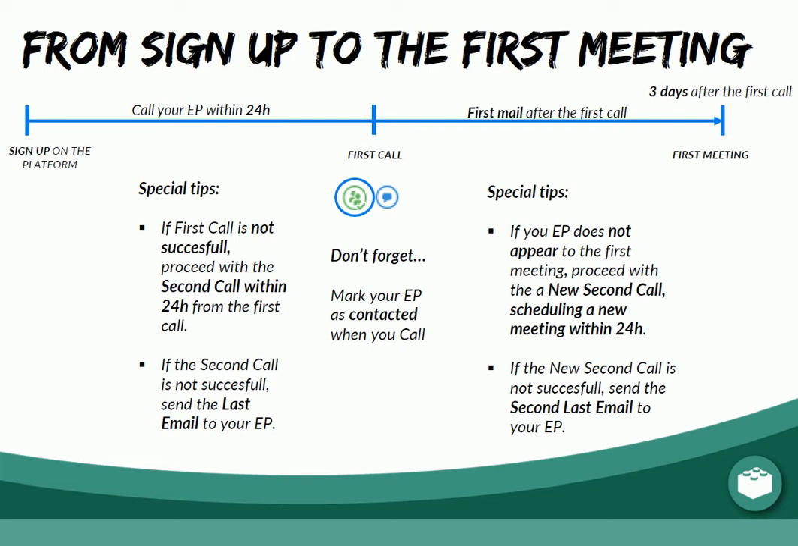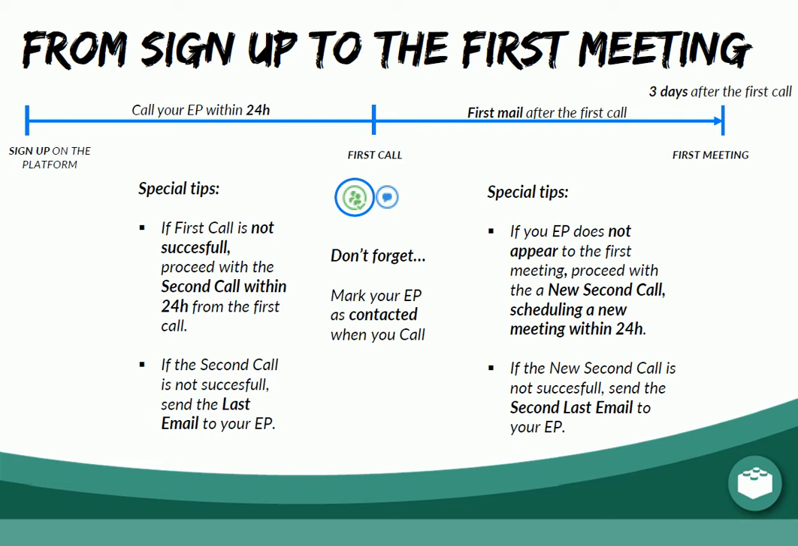Don't forget also, whenever you call, in the first call, successful or not successful, mark as contacted in the platform. Special tips: if the person does not answer, schedule the second call for the next day. If the second call is not successful, send the email. Also, to make a call, I recommend always having 2 or 3 calls at the same moment, because the person may not have the time or may be in the street, so keep that in mind.